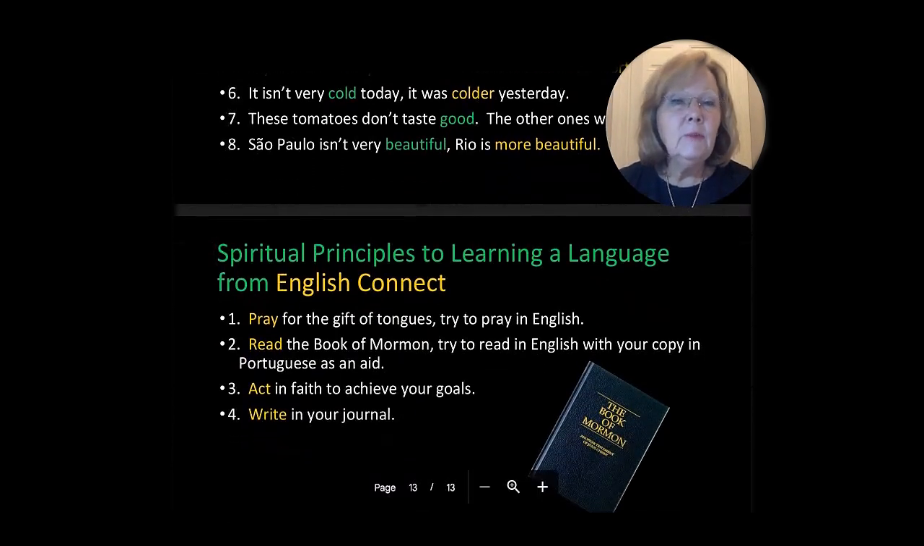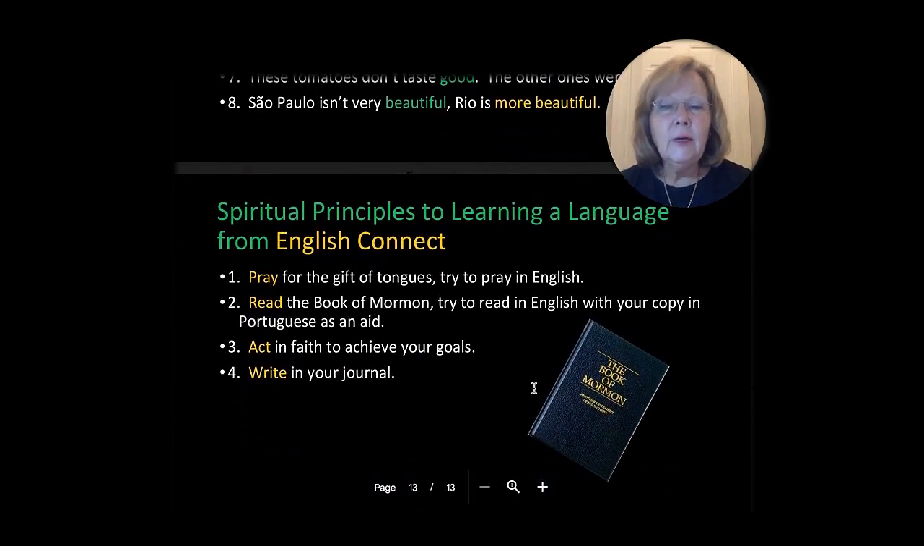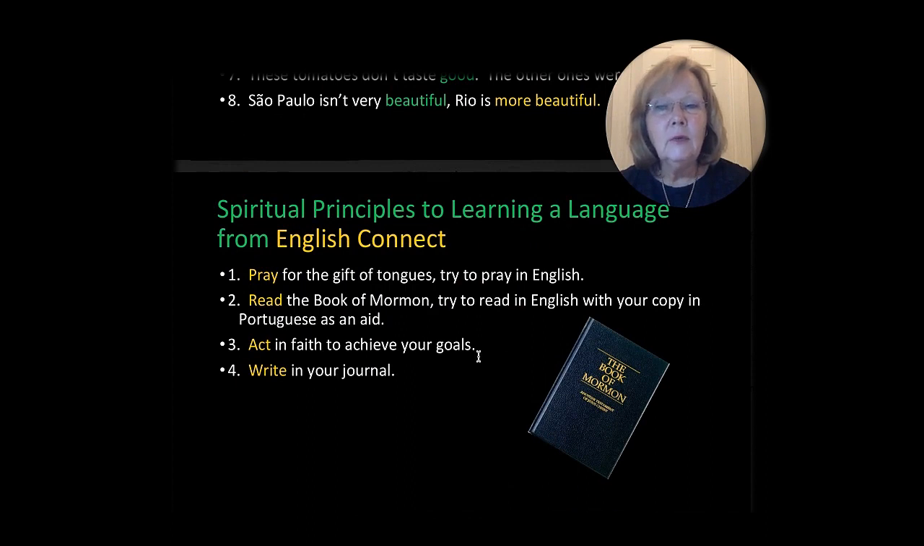Remember the spiritual principles to learning a language. Pray for the gift of tongues. Read the Book of Mormon in English. Act in faith and write in your journals.